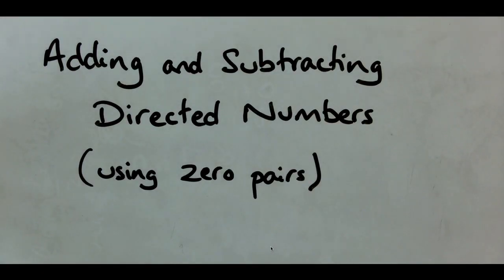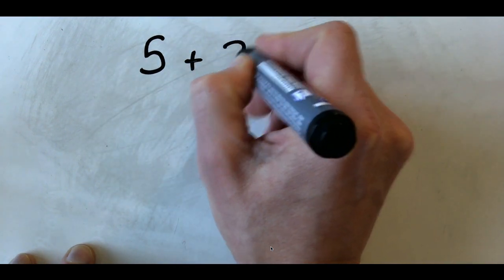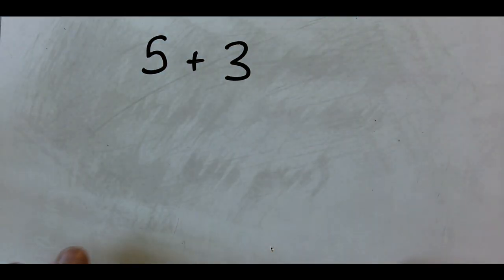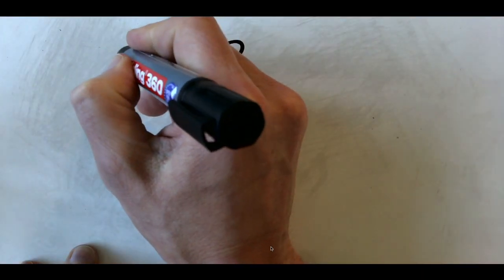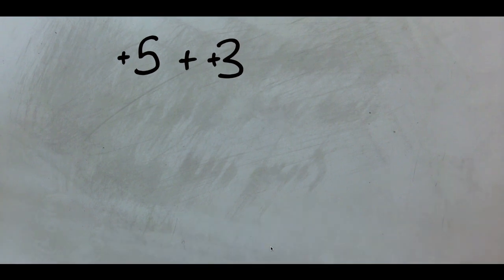Okay, hello, welcome to this short video on adding and subtracting directed numbers, and we're going to be using those zero pairs that we spoke about in a previous video. Okay, so the first one we're going to start with is nice and easy. 5 add 3. Now, sometimes you might see this written as 5 add positive 3. Yeah, so positive 5 add positive 3.